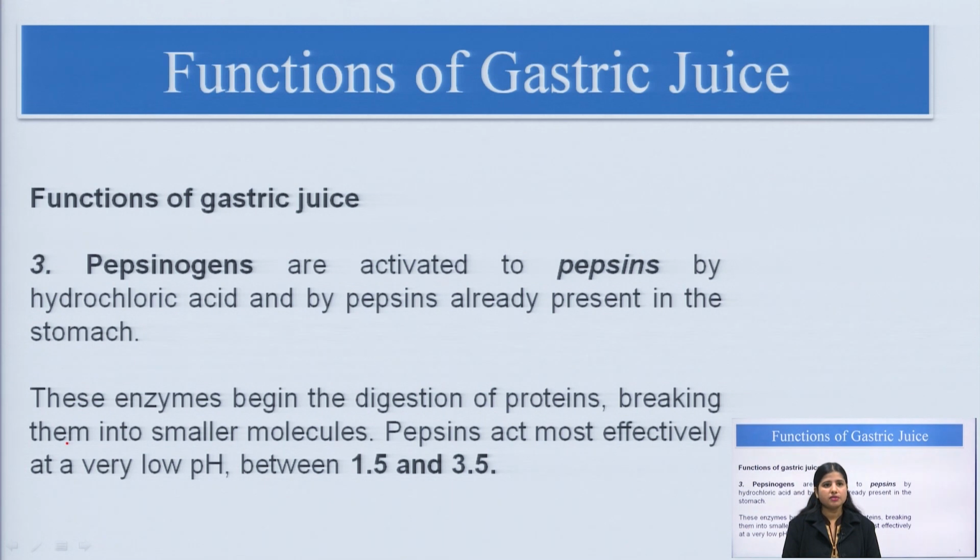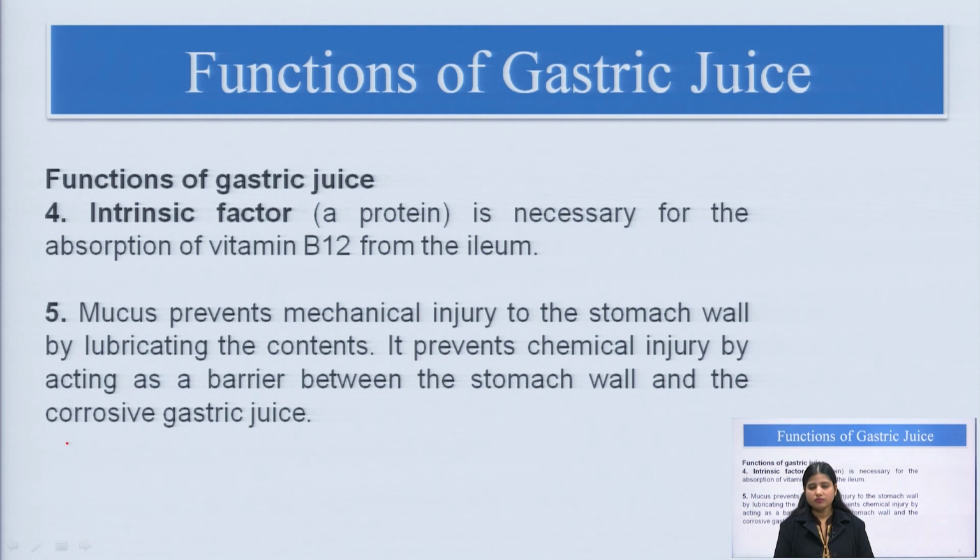These enzymes begin the digestion of proteins by breaking them into smaller peptides. The pepsin, which is the activated form of pepsinogen, is most effective at a pH of 1.5 to 3.5, that is, an acidic pH. The intrinsic factor, which is secreted by the parietal cells, is required for the absorption of vitamin B12 from the ileum region of the intestine.